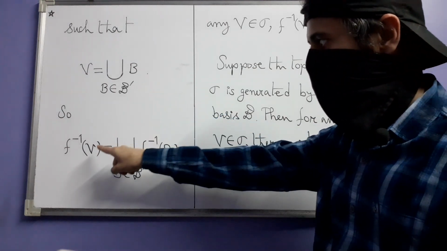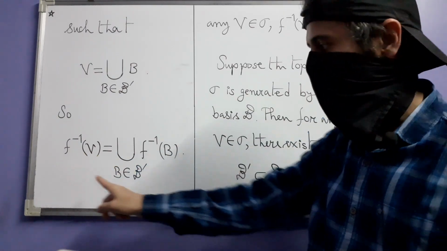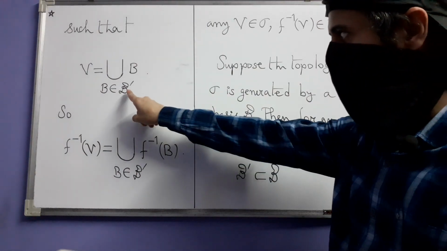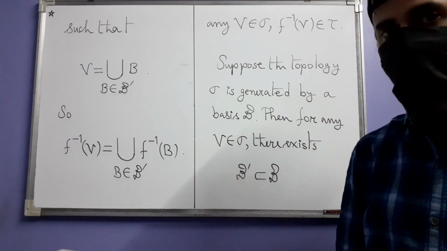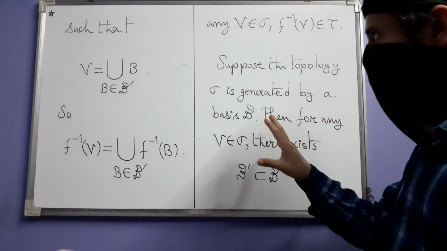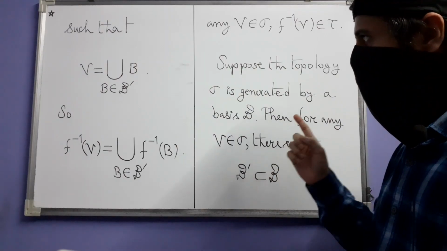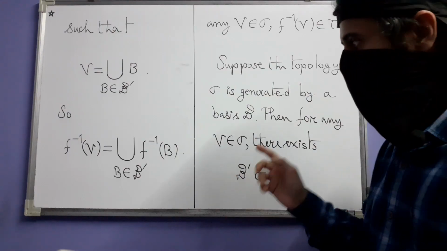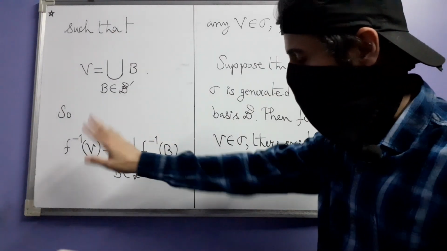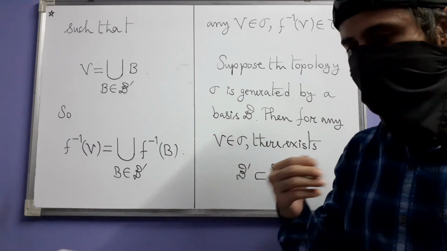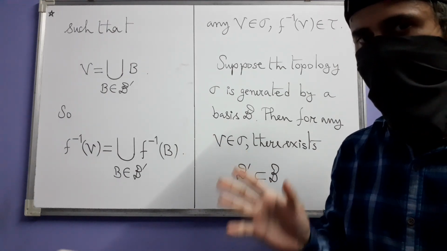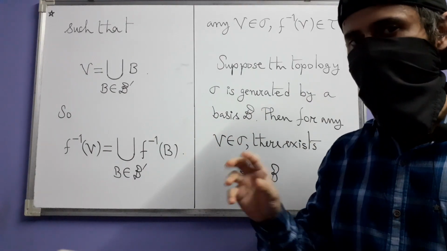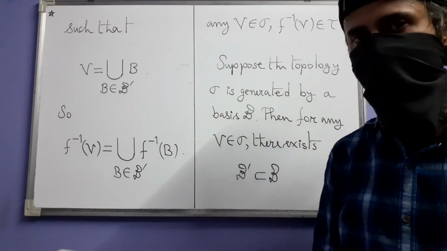So from this, what can you say about the inverse image of V under f? That will be the union of the inverse images of these basis elements which come from that subcollection B prime. What does it mean? It means that in order to show that f is continuous, if you can show that the inverse images of basis elements are open, then automatically any such union of open sets will also be open. So it reduces the effort in showing that a function is continuous. You need not show that inverse images of all open sets are open. You just need to verify that for basis elements.